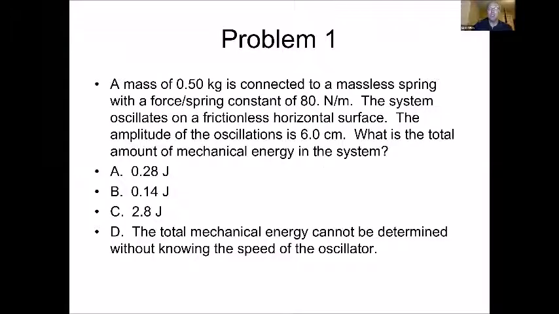So let's say that here's our spring, and let's say we got a box attached to it. Let's say right in here is equilibrium. But now our spring is stretched out over here to maximum. This is the amplitude, maximum displacement, and that amplitude is 6 centimeters in this case. We want to know what is the total mechanical energy in the system.